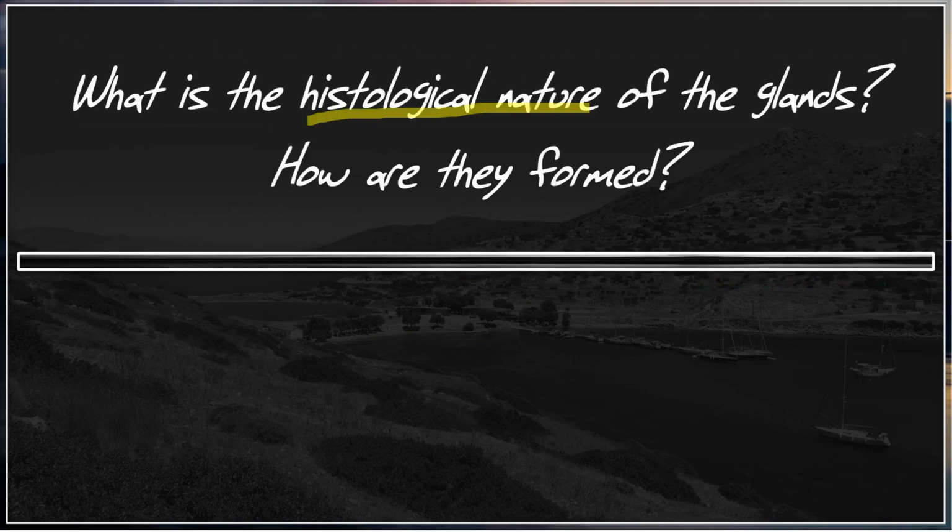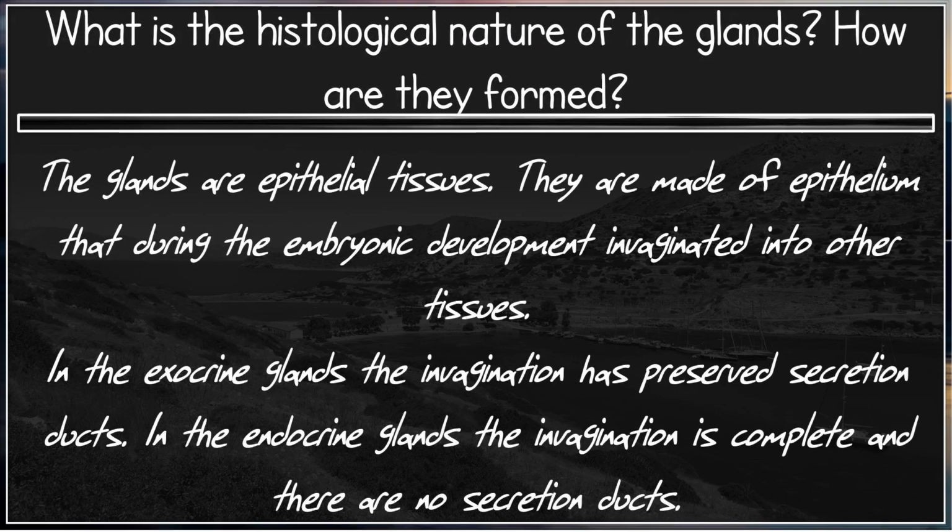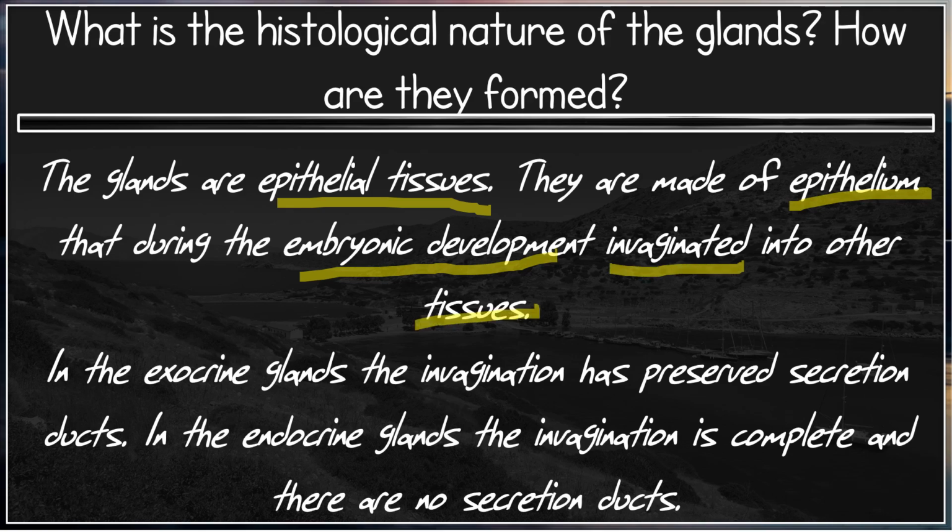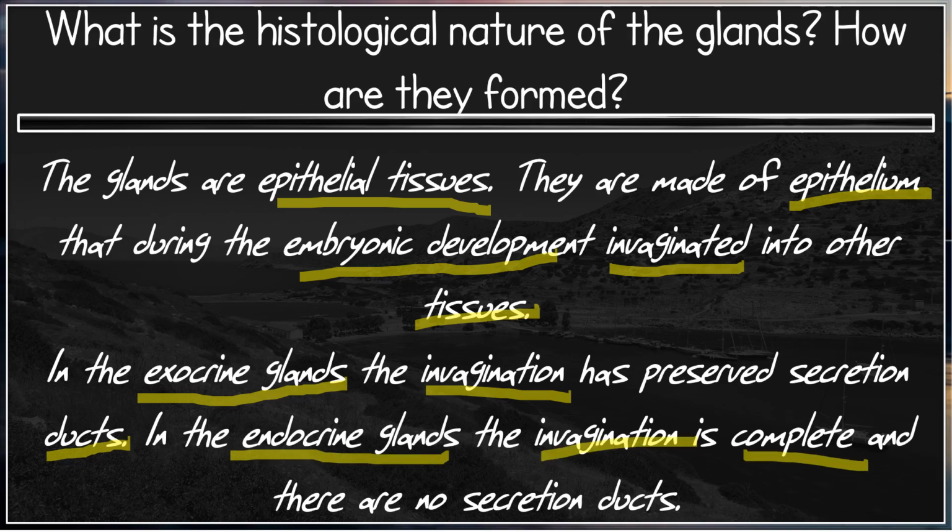What is the histological nature of the glands and how are they formed? The glands are epithelial tissues. They are made of epithelium. During embryonic development, they invaginate into the tissues. In the exocrine glands, the invagination has preserved the secretion ducts. In the endocrine glands, the invagination is complete and there are no secretion ducts.